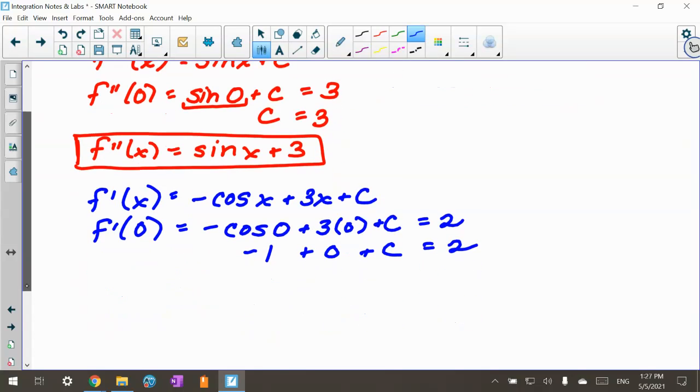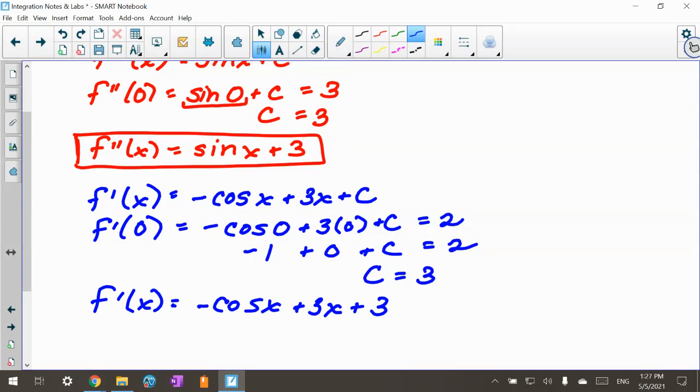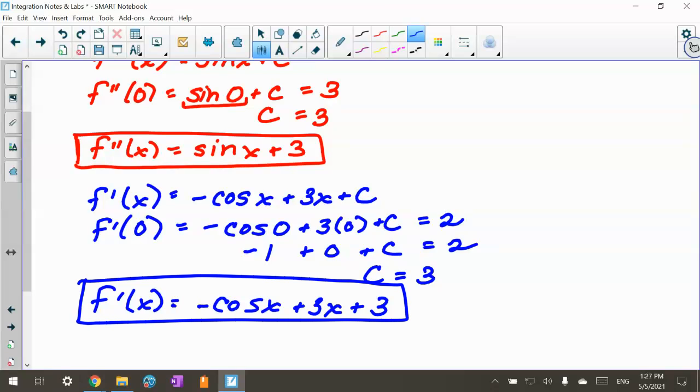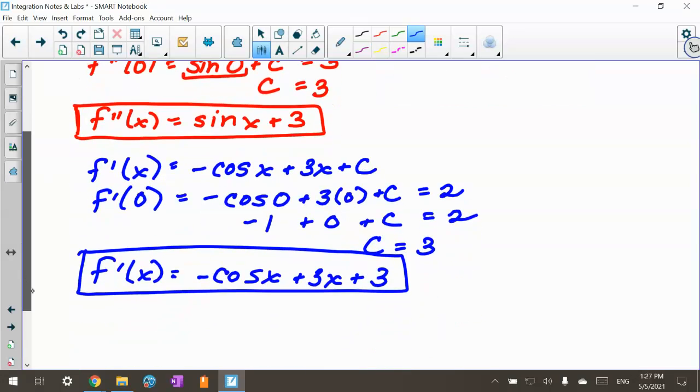I probably don't have to do all that, but it's kind of cool that you see that. Add 1 to both sides, and c is 3 again. So now my f prime of x is negative cosine of x plus 3x plus 3. Now we're going to go on to green.